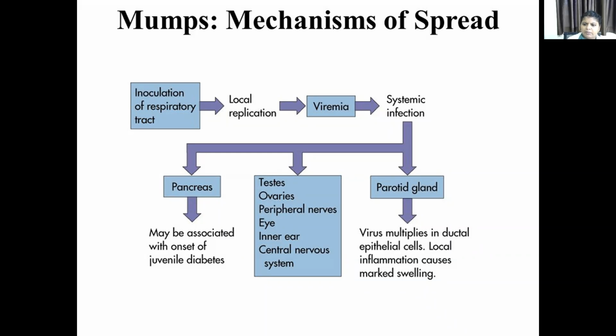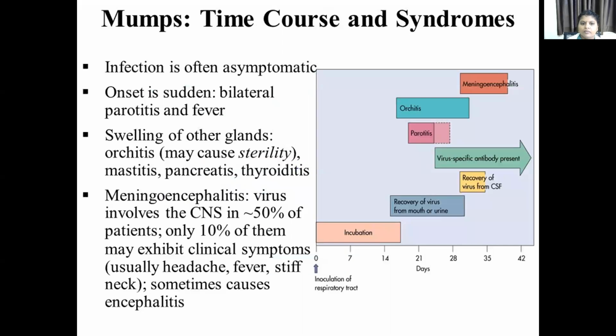It multiplies in the ductal epithelial cells of the parotid gland. It mainly affects the parotid gland, and we see non-suppurative swelling of the parotid. Swelling usually resolves after 1 week. And after an incubation period of 14 to 25 days, we see the onset of symptoms like swelling of the parotid gland. It may be unilateral. Sometimes, in severe cases, we can see bilateral swelling also. Sometimes it also affects the testis, orchitis.